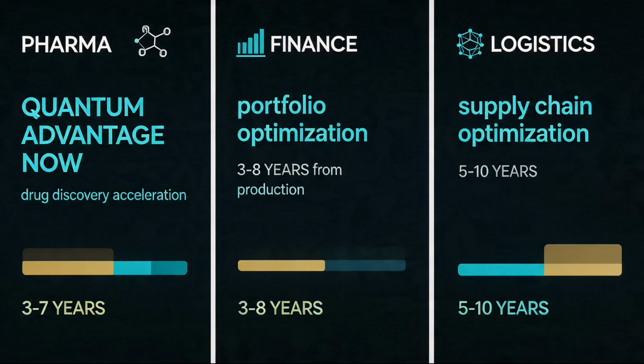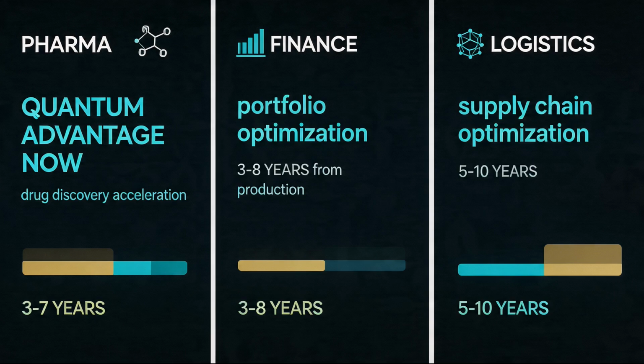Where is quantum actually going to matter, and when? In pharmaceutical and materials research, quantum advantage is happening now, for specific, highly targeted simulation problems. IBM and partners like Merck and ExxonMobil are running real workloads. The timeline for drug discovery acceleration is 3 to 7 years.